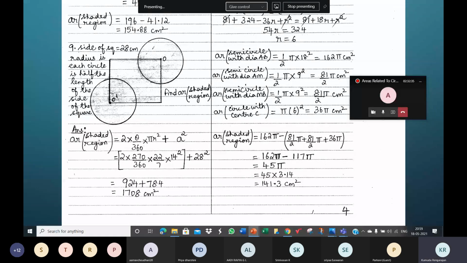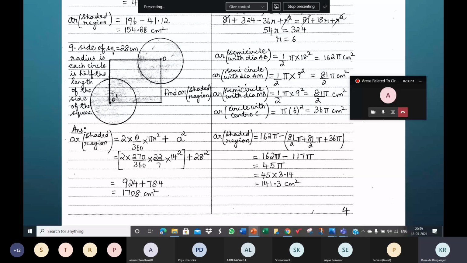A quadrant is a region bounded by 2 radii and an arc. A quadrant is a sector. How do you find the perimeter of a sector or of a quadrant? Radius plus the length of that arc. What is the length of that arc? It's 2 pi r for the circle. It's 2 pi r by 2 for a semicircle. It's 2 pi r by 4 for a quadrant.